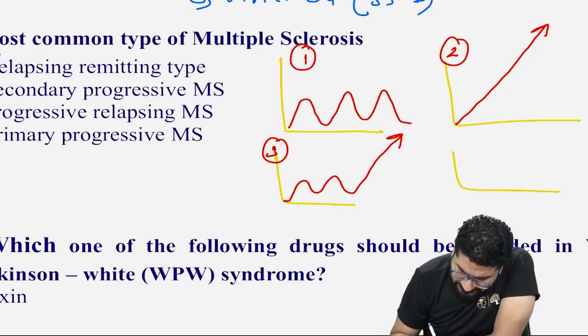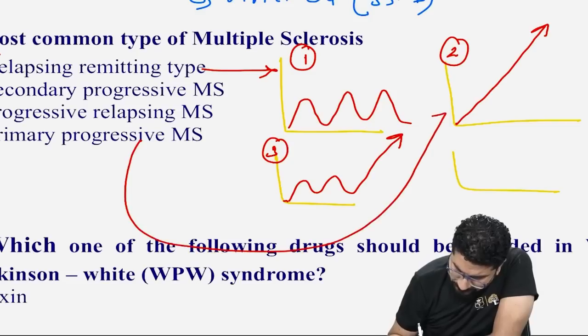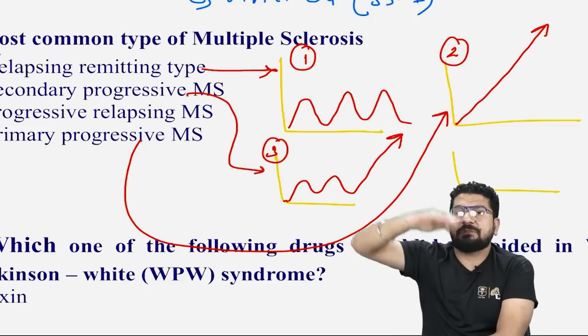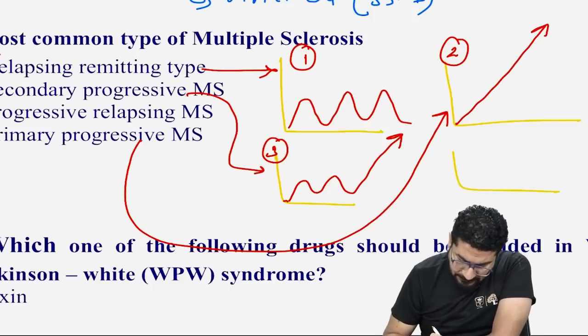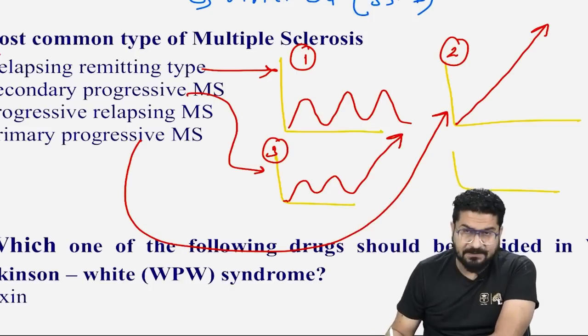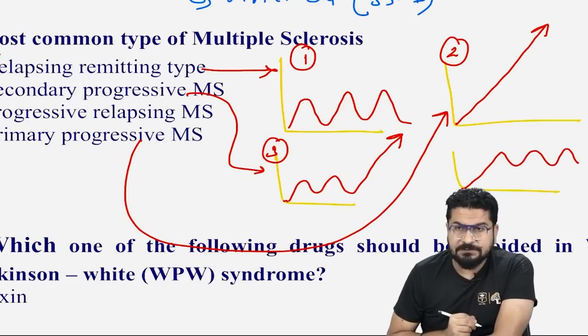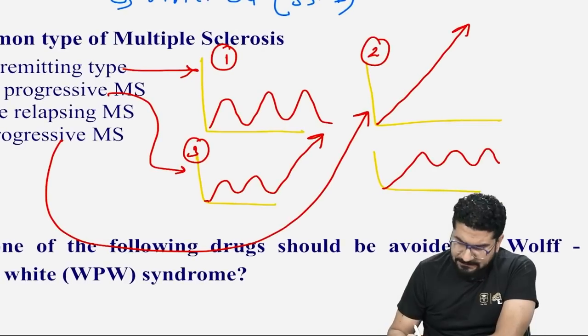So just let me say this is your 1. Primary progressive, this will be your 2. Secondary progressive will be like this, means initially the symptoms will be on and off, then they keep on progressing. Fourth is your progressive relapsing, means the patient initially has relapsing type, then this will be like a normal type. This is the fourth type.